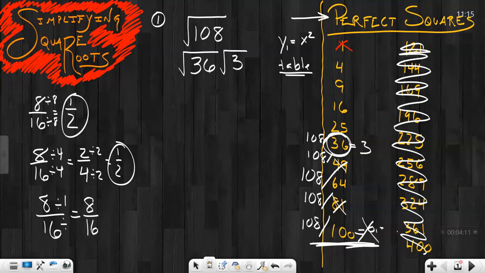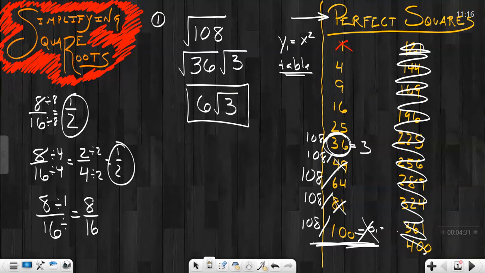In this case, 3 times 36 is 108. Therefore, the square root of 36 times the square root of 3 is the square root of 108. Why did we pick 36? Well, it's a perfect square. That means I can take its square root. Square root of 36 is 6. I can't take the square root of 3, and so I'm done.